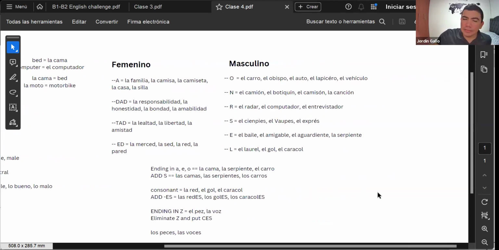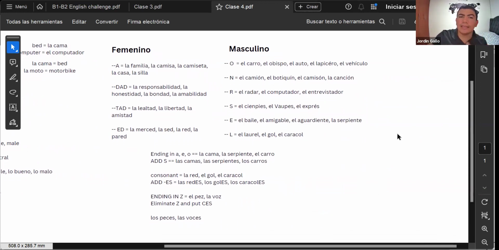And these are some rules related to female words and male words, okay? This is something just to memorize. It doesn't have an extra explanation or something. But remember, this is like 95% or 90% of the time. Sometimes you could find exceptions, okay?